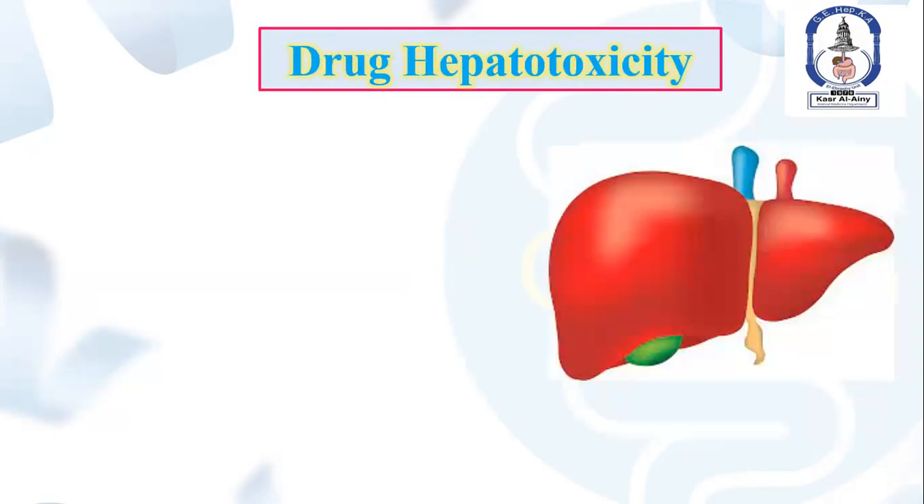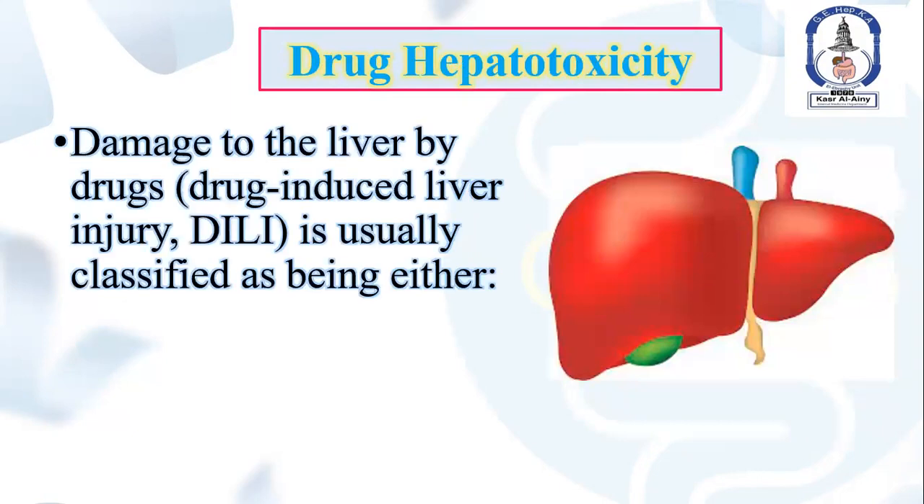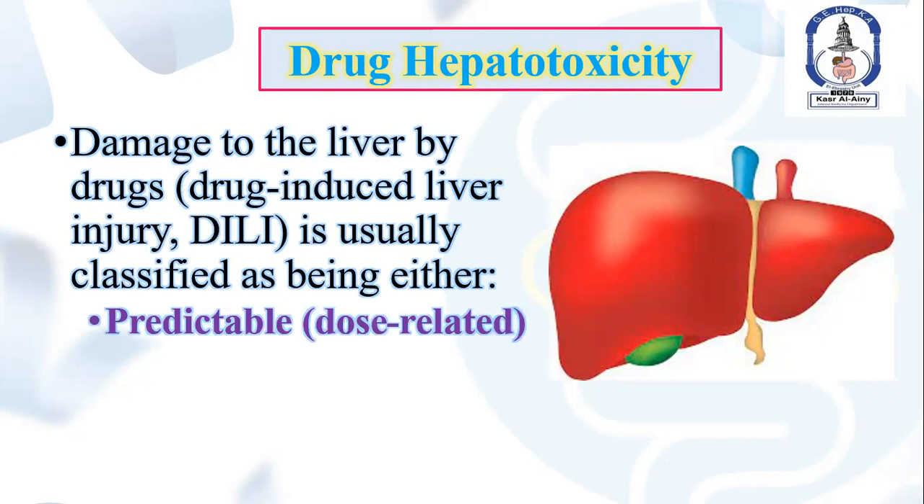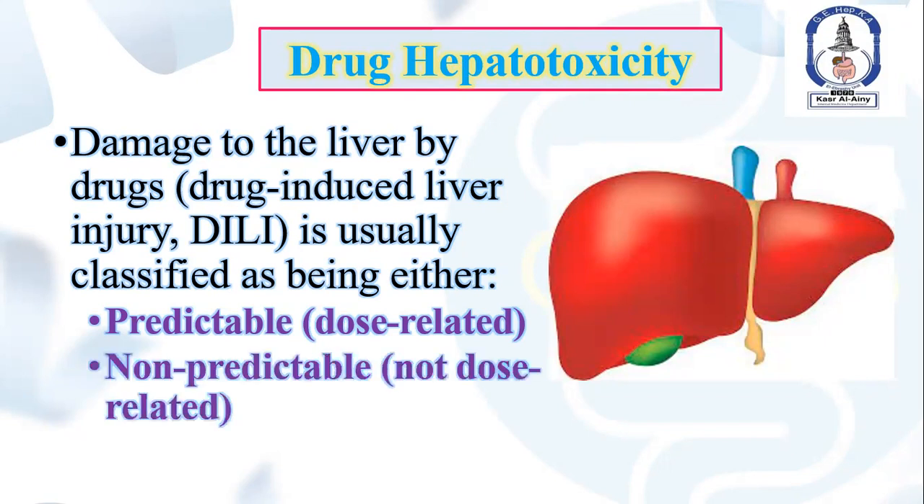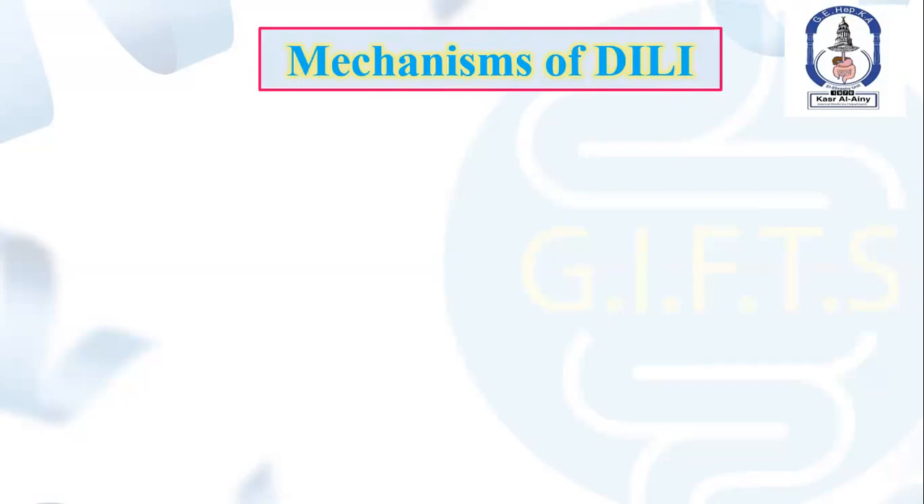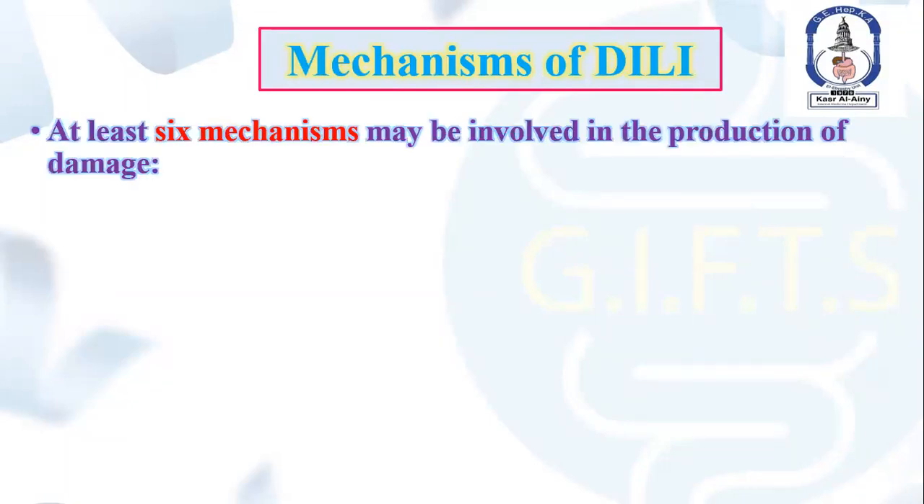Drug hepatotoxicity, damage of the liver by drugs, or DILI, drug-induced liver injury, is usually classified as either predictable, which is dose-related, where I know this drug is harmful to the liver, so when I keep using it, it will harm the liver, or non-predictable, which is not dose-related. You can take this drug once, and hepatotoxicity might develop. I think this was called idiosyncrasy in pharmacology.